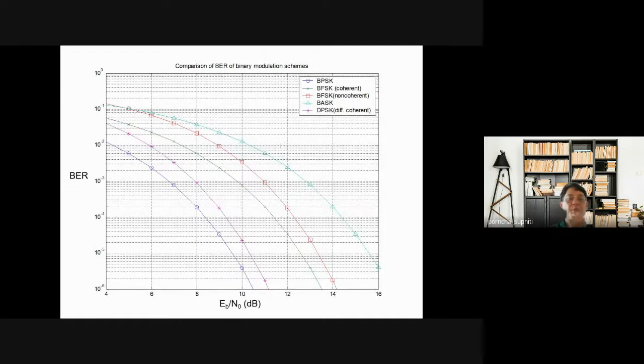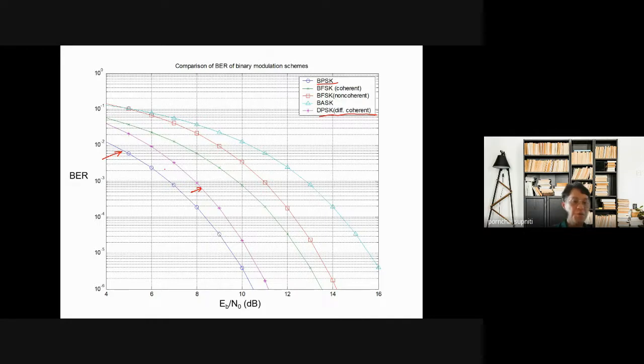So this is the type of plot that you will have. So for BPSK, this is the leftmost line. Okay, the next one is differential BPSK. Okay, so the bit error rate, the graph is slightly inferior. Okay, but it's probably useful for its application.